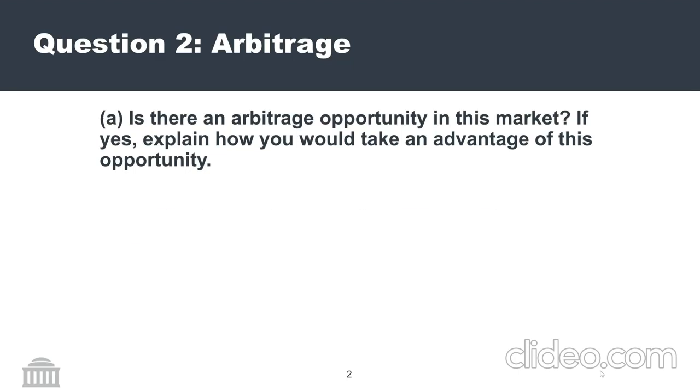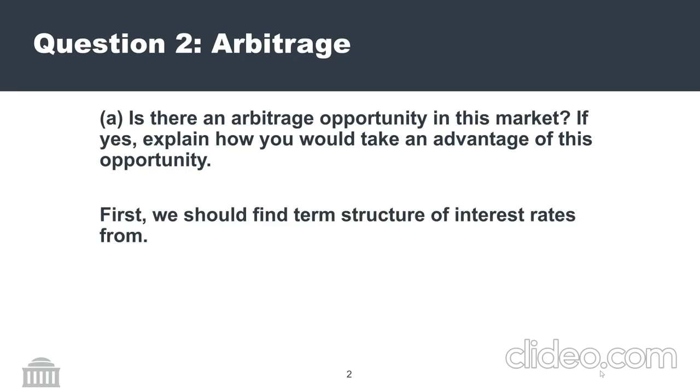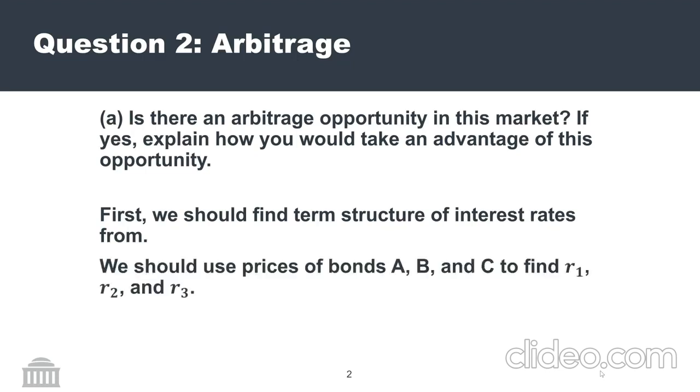The first step that we will do in this question is that we will find the term structure of interest rates based on the prices of bonds that are given to us. So in particular, we would use prices of bonds A, B, and C to find interest rates R1, R2, and R3. So these are the spot interest rates for year 1, year 2, and year 3. We would, generally speaking, follow exactly the same approach as we've learned in the first question that we've covered.